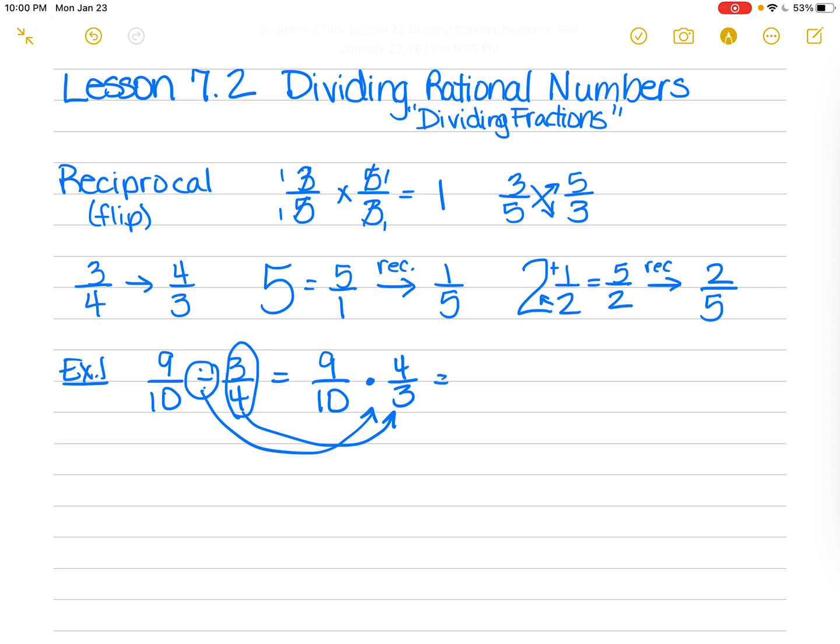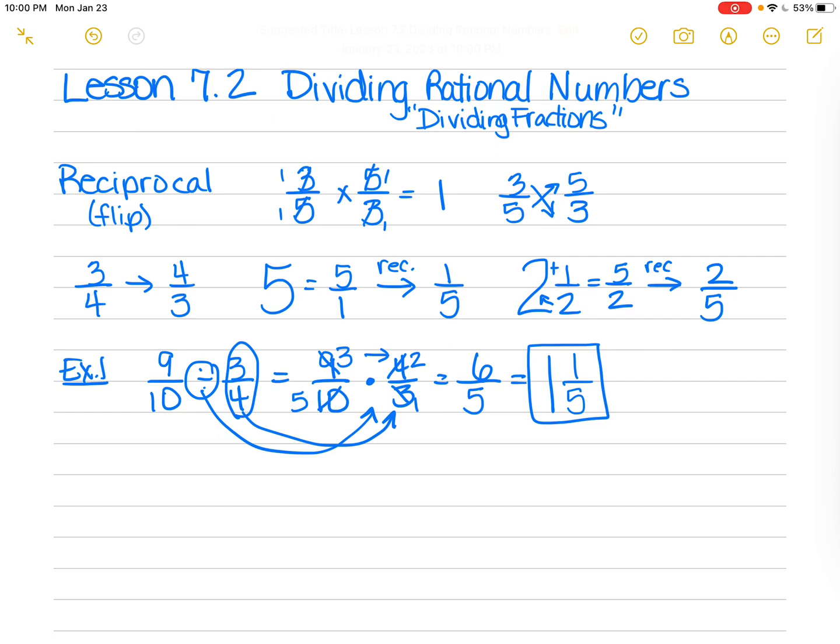So now I can simplify, the same way we did with the last lesson: simplify first. I can divide both of those by 2. On this one, I can divide both of these by 3. Now I can just multiply, because this is multiply, right? So now I can just multiply my top numbers. My numerator is 6. And then 5 times 1 is 5. Always remember to simplify. And there's my answer.